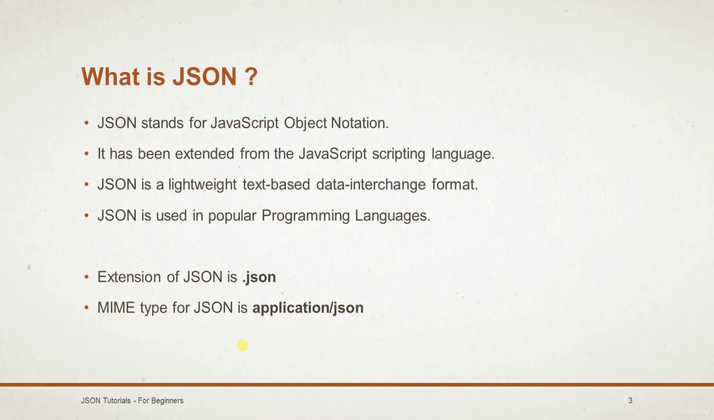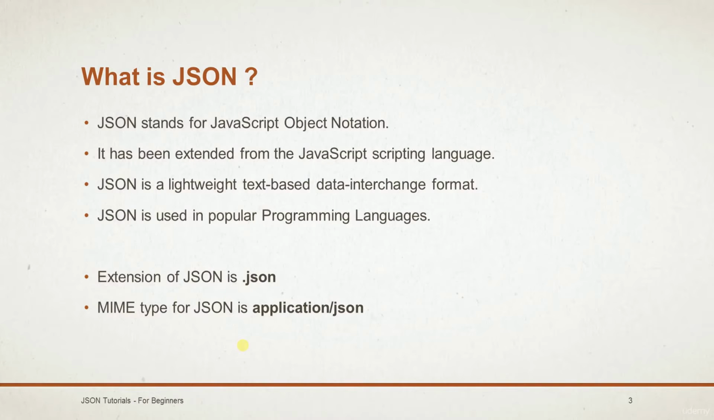However, JSON is an extension from JavaScript. It is used in many programming languages such as PHP, C#, Java, Python, Ruby, and Perl, and many more. JSON data is stored in a file with the extension .json. The MIME type of JSON is application/json, which is used in web applications that produce JSON data dynamically.